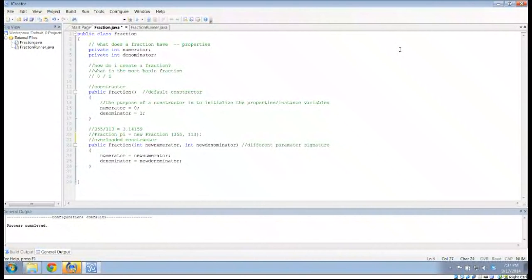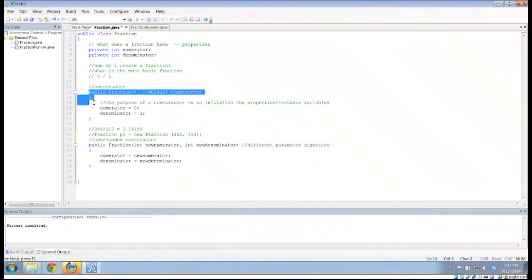In our last video, we started creating our fraction class. We talked about our instance variables, our parameters, numerator and denominator, and we made them private, which meant that no one could really access them from the outside. And we also created constructors. We had two different constructors.